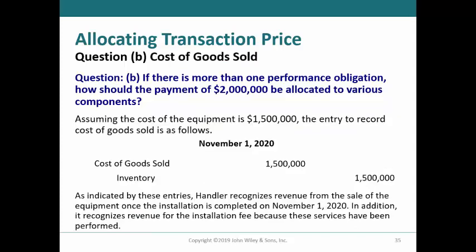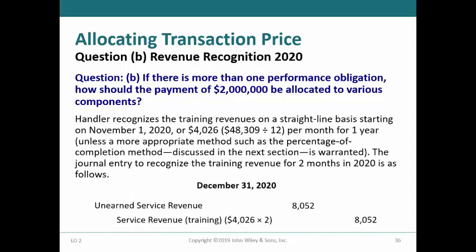Handler would also record the cost of goods sold for the equipment by debiting cost of goods sold and crediting inventory for $1,500,000. The revenue for the equipment and installation is recognized on November 1st because both performance obligations were satisfied. On December 31st, 2020, Handler would recognize 2 months of the service revenue by debiting unearned service revenue for $8,052 and crediting service revenue for the same amount.